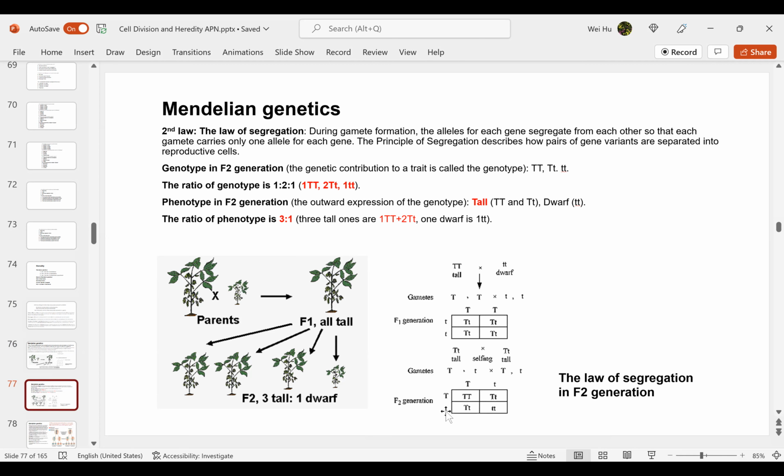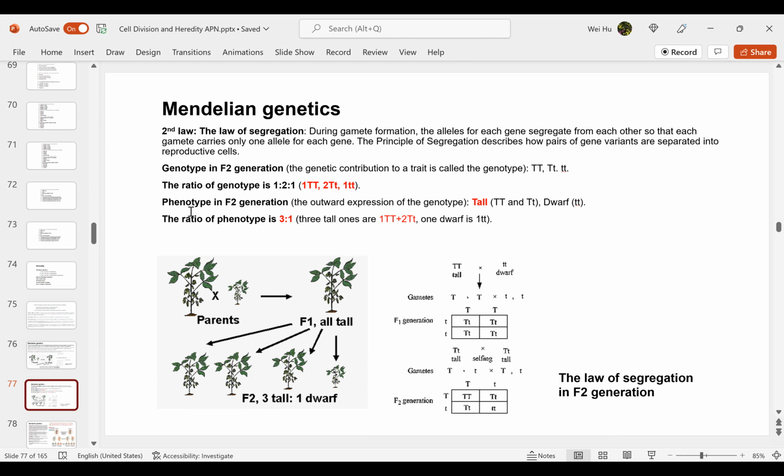So let's review what this is, genotypes and phenotypes. What are genotypes then? The combination of the alleles. So you can have three: big T big T, big T small t, and small t small t. Here you see big T big T, big T small t, small t small t. Then what's the ratio of the genotypes? It's 1, 2, and 1.